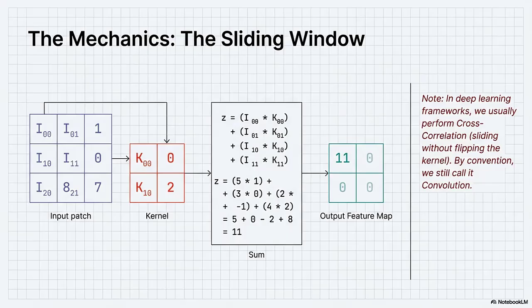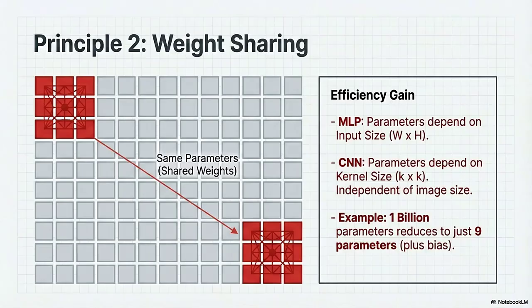And the way we implement this is with something called a kernel or a filter. It's just a small grid of weights, like a 3x3 grid. And we take this one filter and we slide it, or convolve it, across the entire image, applying it at every single position. The key is that the weights in that filter don't change. They are shared.